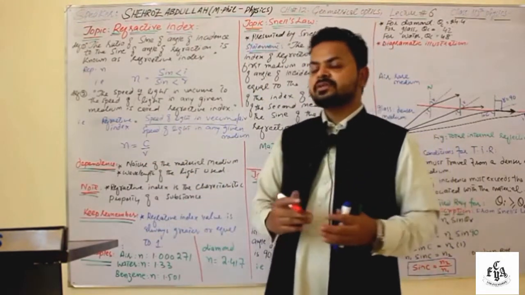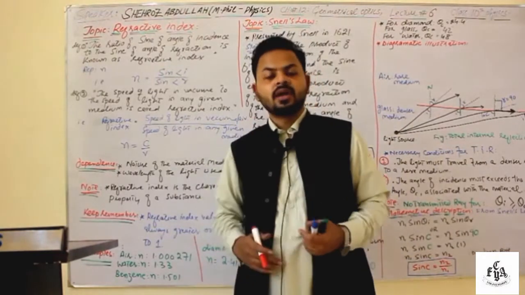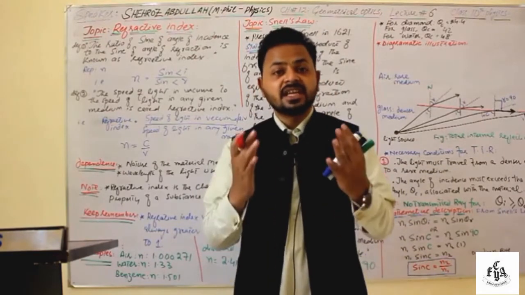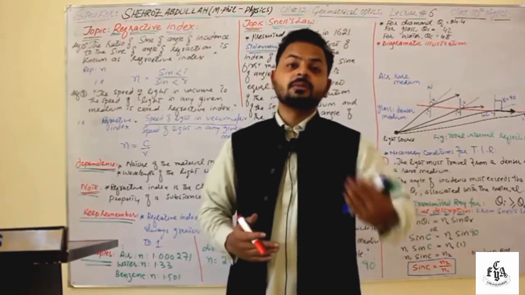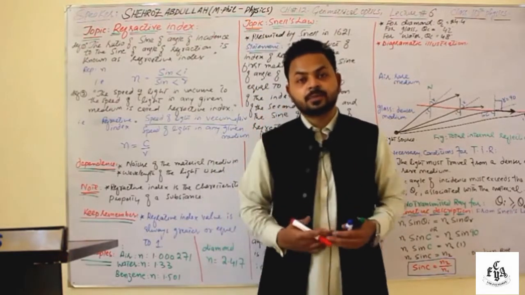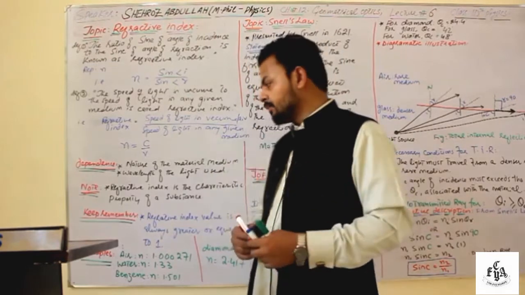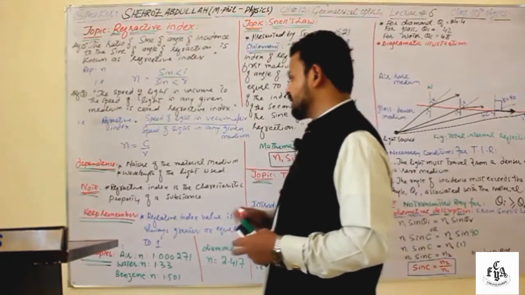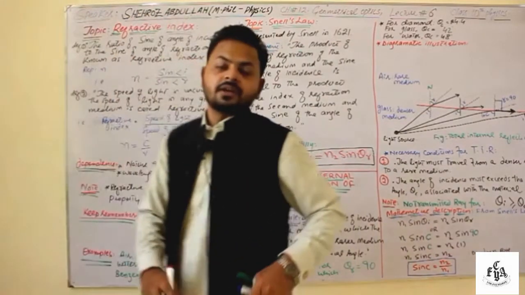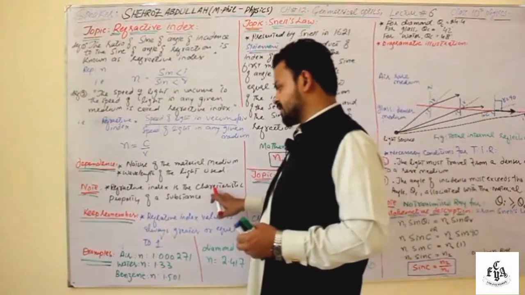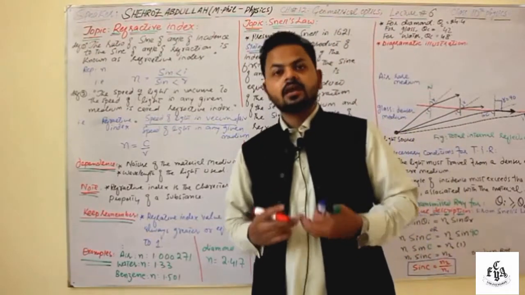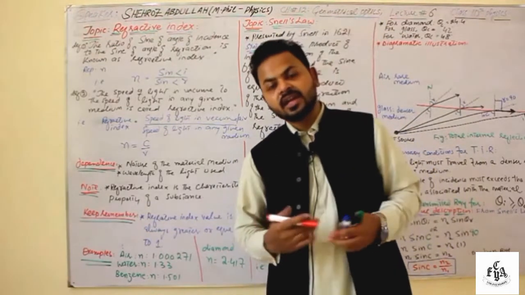Now look, on what does refractive index depend? Do remember one thing, refractive index depends upon the nature of the material, the medium. Different materials have their own refractive index values, because refractive index is a characteristic property of a certain material or medium. Refractive index is a characteristic property of a substance. Refractive index value will always be greater than or equal to 1.